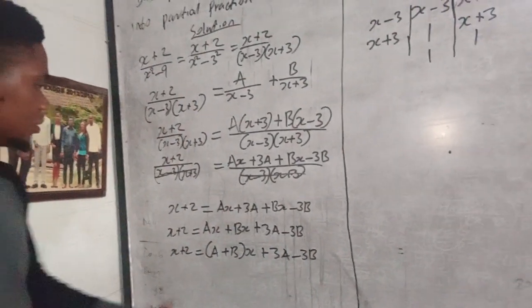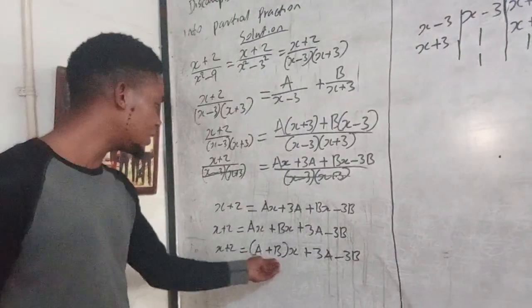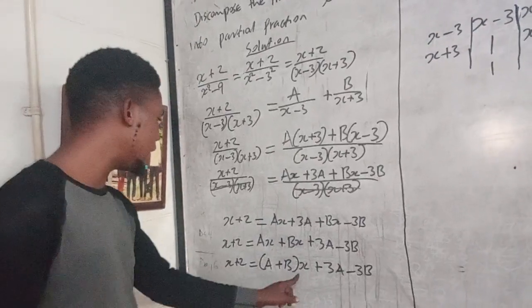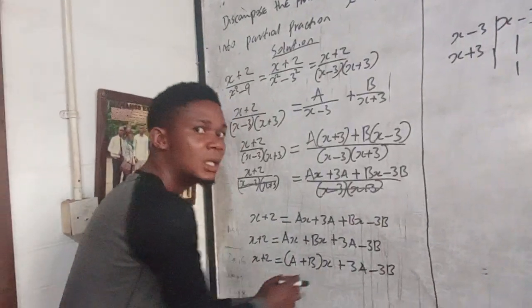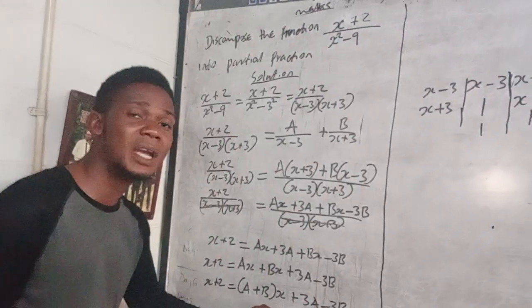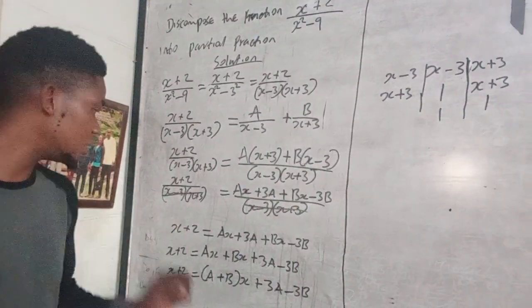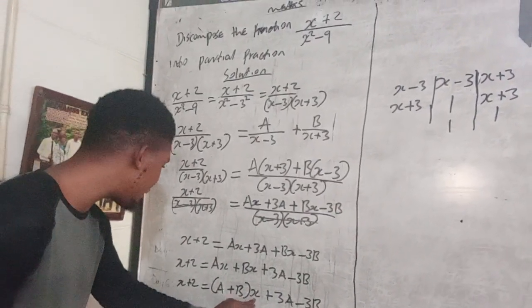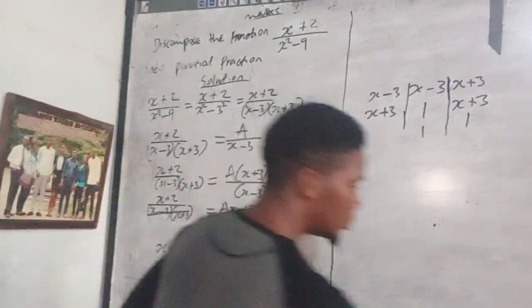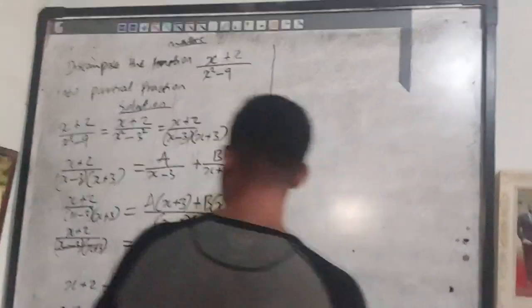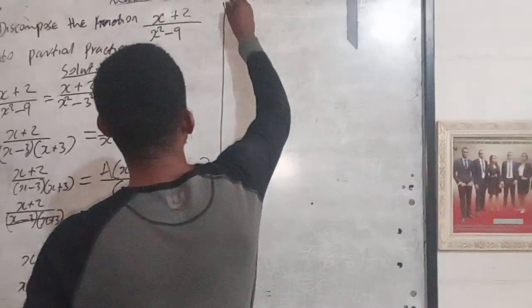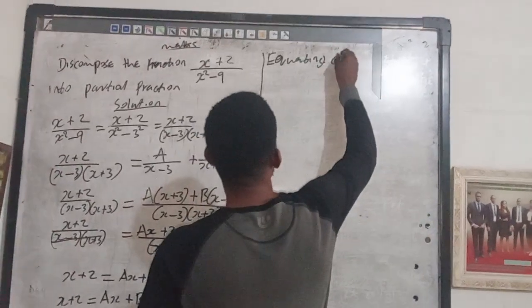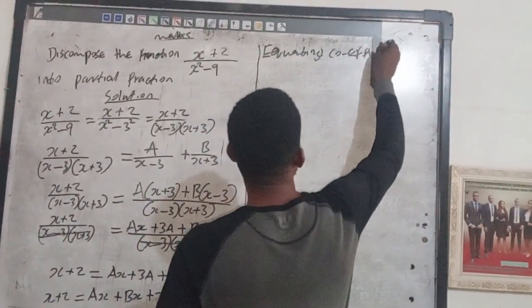If you notice, this now looks like this. Here is x, here is x, so this is equal to this. Now in this case, we will equate their coefficients. Here the coefficient of x is 1, and here the coefficient of x is A plus B. That means A plus B, as the coefficient of x, is equal to 1. So we now have, equating coefficients.